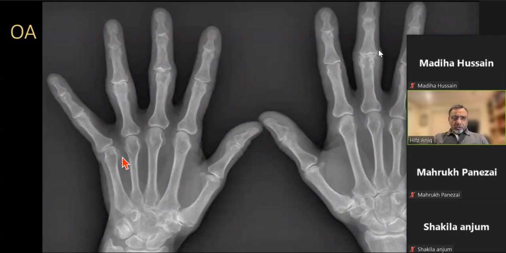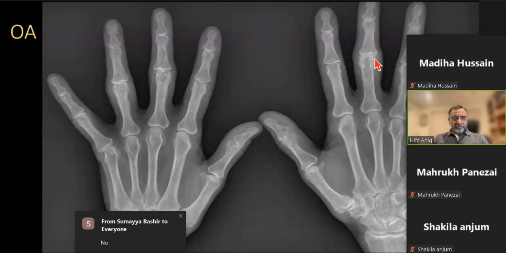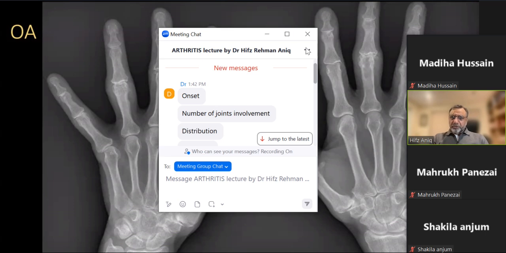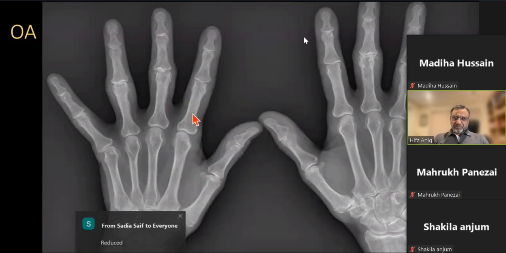Okay, look at this X-ray. You can see that there are multiple joints involved. So is it symmetrical? Is it bilateral? Of course, it is. Absolutely. But maybe reduced. Look at the densities.